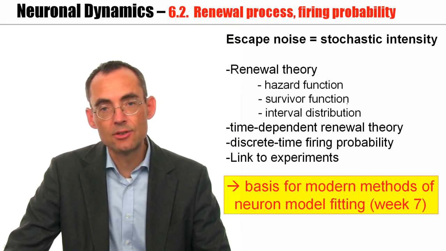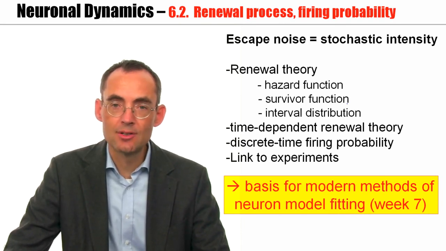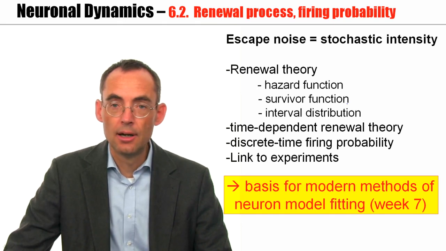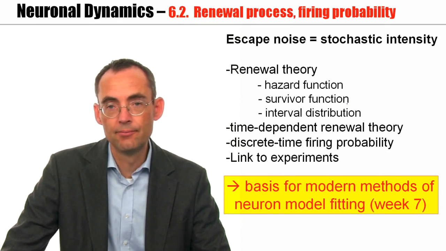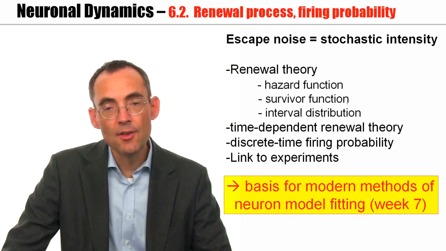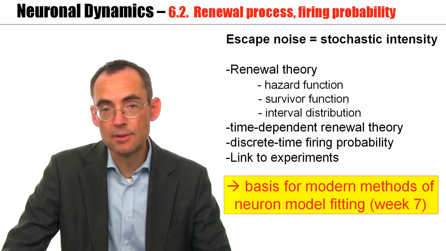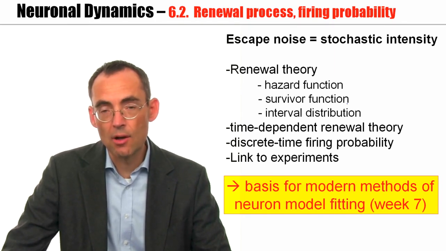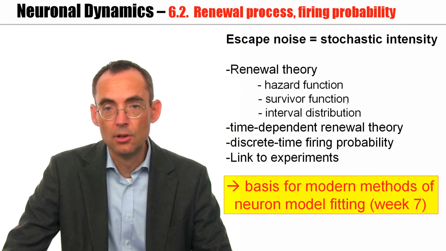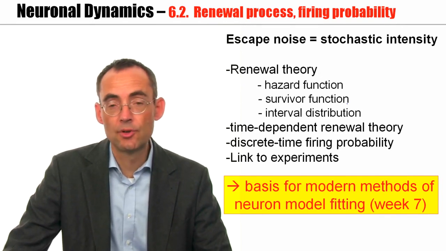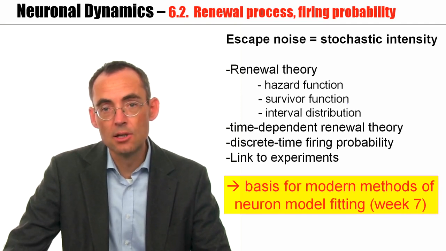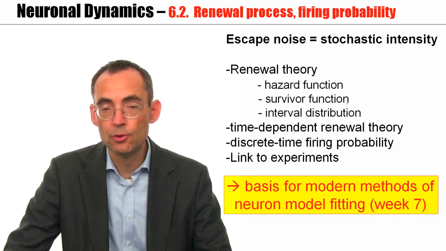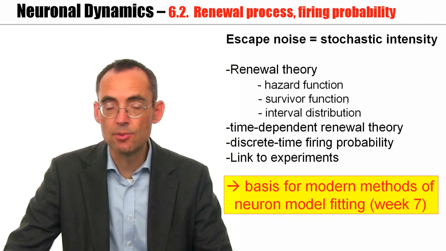But we also have seen that the formalism is much more general and can account for arbitrary time-dependent input. And this leads to the notion of arbitrary time-dependent interval distributions. And we can calculate this. This is important because the methods described in this lecture are the basis for the likelihood of a spike train, which we'll see in the next lecture, but also the basis for modern methods of neuron model fitting that we will see next week.